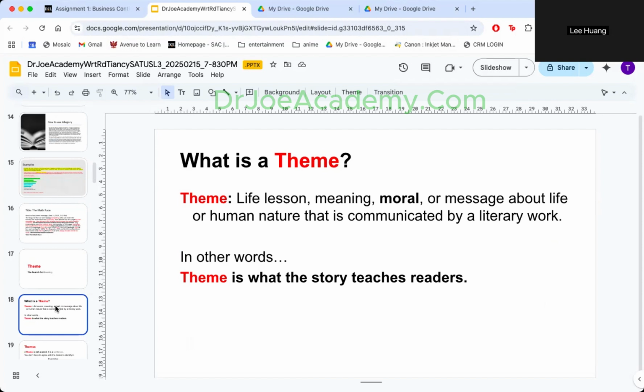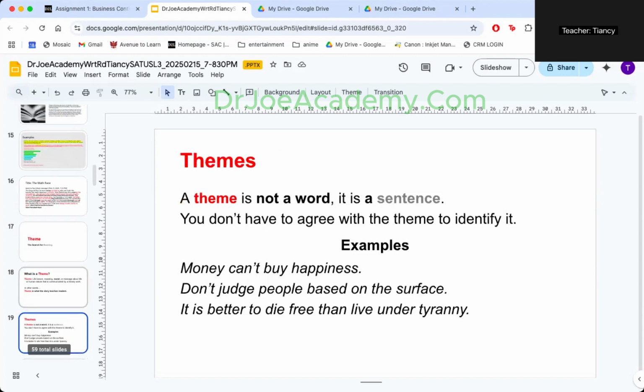Moral, meaning, message, life lesson, human nature. Yes, those are all words. So essentially, it's what the story teaches the reader, which is similar to allegory. The only thing is that allegory uses fables. It's mainly found in fables.